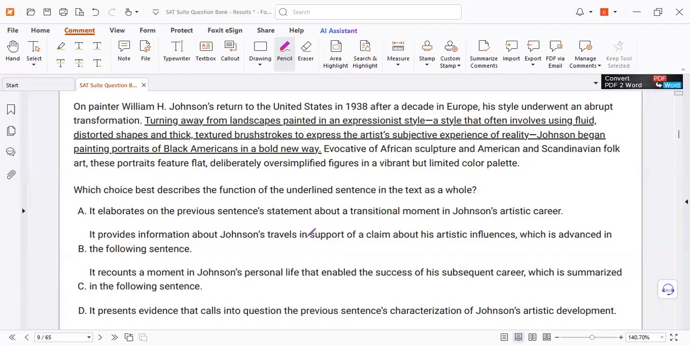No, the answer is A, and it's correct. Let's see why. He said here his style underwent an abrupt transformation. So after explaining what a transformation is, turning away already means transformation, and explains the style. So it's literally, of course, correct.